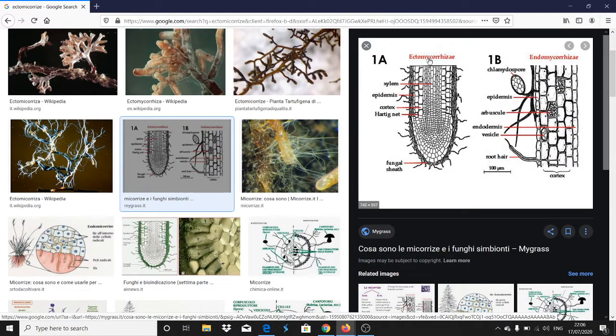Ectomycorrhizae. Now this is xylem. This is epidermis, the outermost part. Cortex is present here inside. This is the Hartig net. This is the fungal sheath. Ecto means outside. You can observe outside of the epidermis, to the outer part of this epidermis, the ectomycorrhizae form their sheath. You can see it is observable.